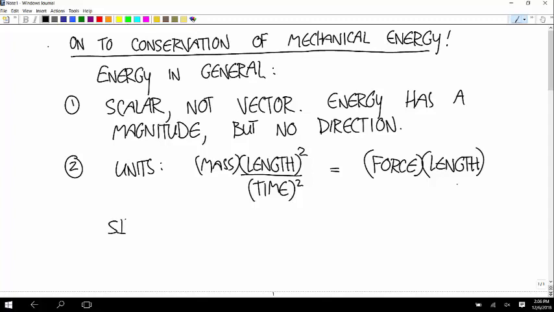That means that the SI units are kilogram meter squared per second squared, or newtons times meters. And since we use energy all the time, that's given its own name, the joule, named after some dead guy.